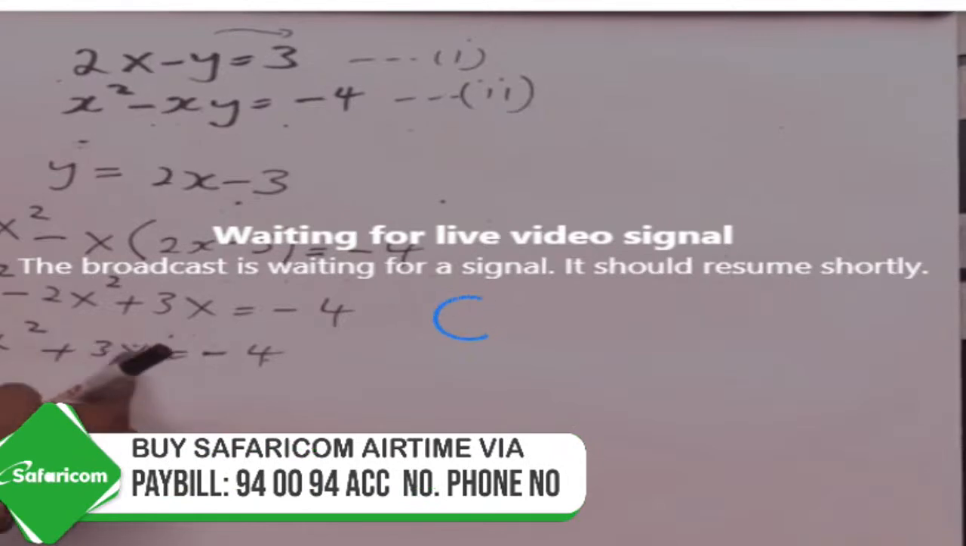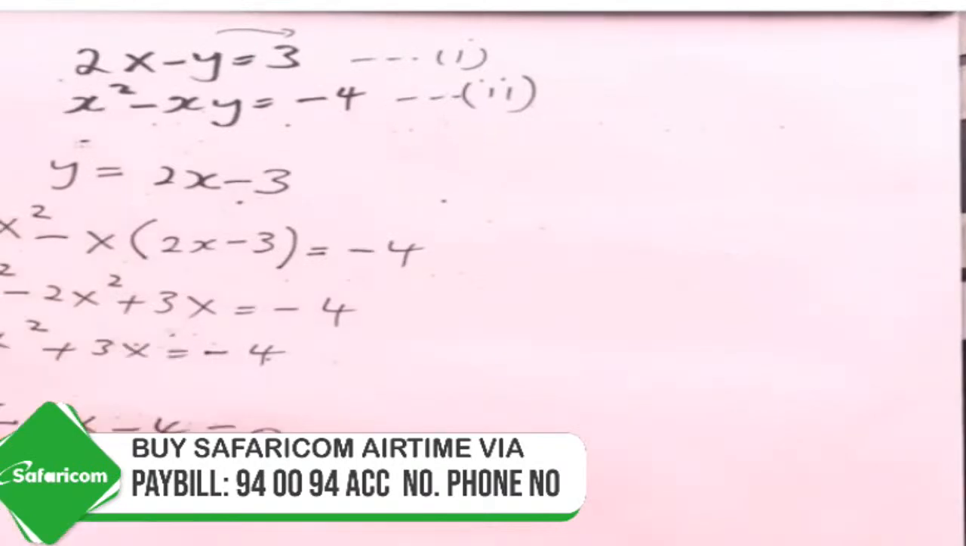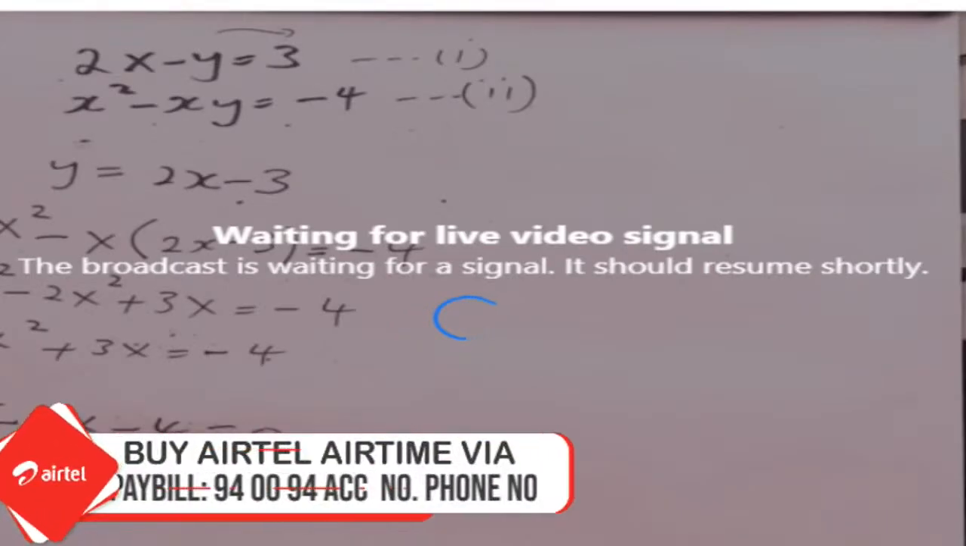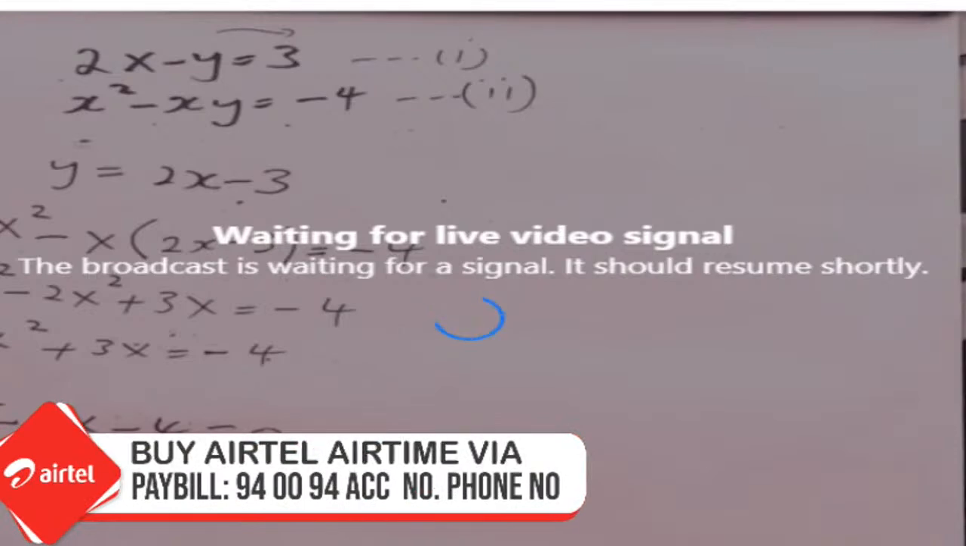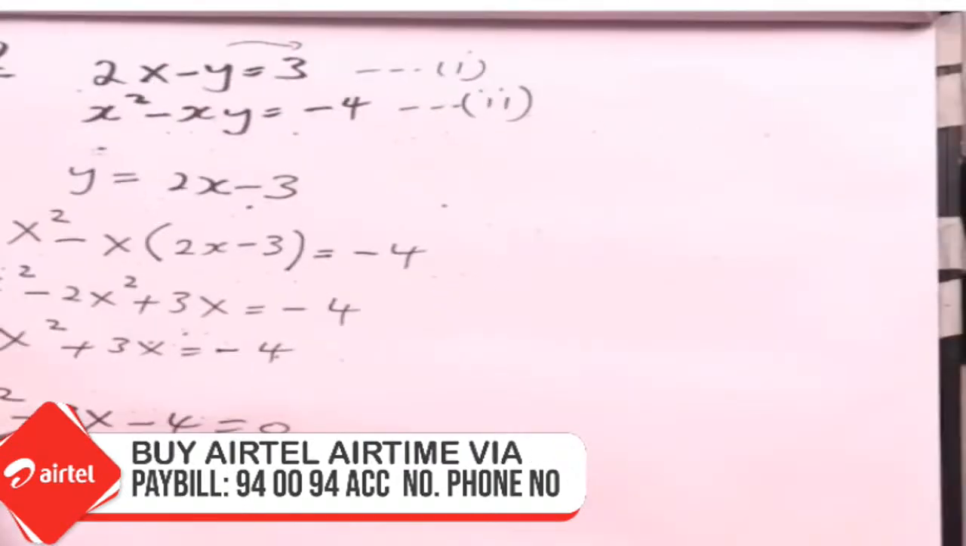When plus 3x crosses, it becomes minus 3x, but 4 remains, minus 4 equals 0. Then this is a quadratic equation. Find two numbers. If you multiply them, it gives you negative 4. If you add them, it gives you minus 3.